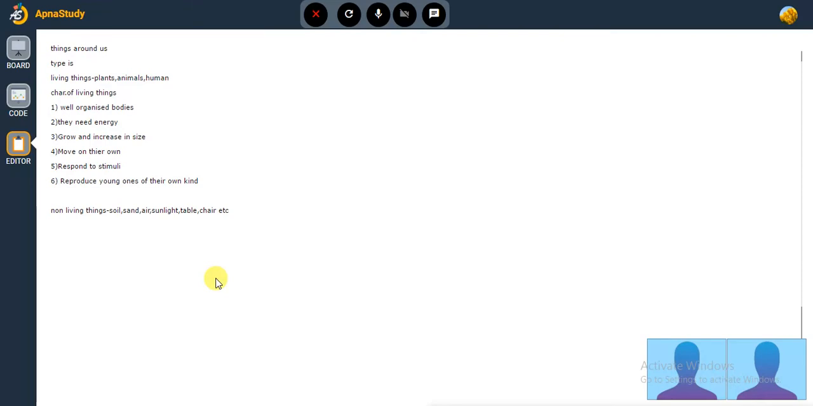So revise it. There are two types of things around us, that is living things and non-living things. What are living things? Living things can grow, move, breathe, and reproduce. For example, what were the examples? They include plants, animals, and human beings. Now what are non-living things? The definition of non-living things is that things which cannot grow, move, breathe, and reproduce are called non-living things.